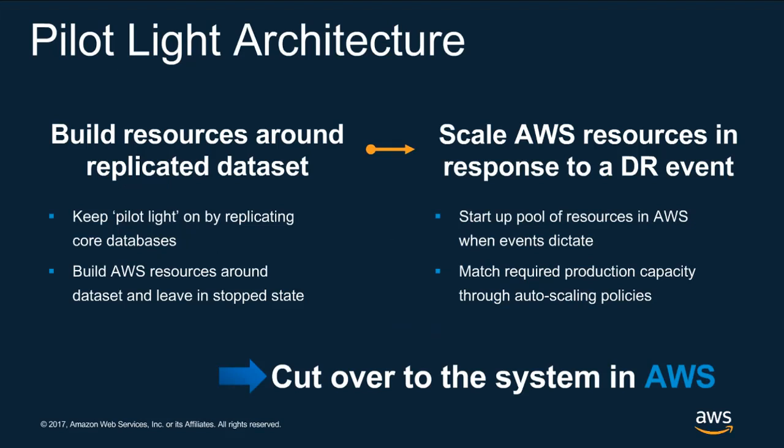In a pilot light scenario, we have resources that are built around a replicated data set. This basically leaves these resources staged in a stop state to respond to a disaster scenario. Then when events dictate, we start up this pool of resources, cut over the system to AWS in production, and use auto-scaling to match the required production capacity.